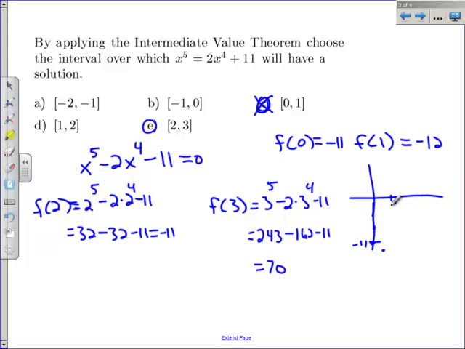That tells us that at 2, the graph is down here at a negative 11, and at 3, the graph is way up here at 70. So what does that mean? Here, keep in mind, here is the x-axis where y is 0. That means that there must be an x-coordinate between 2 and 3 where I cross the x-axis, making this equal to 0. There's no way to connect these two dots without somehow crossing the x-axis. That means that my root is somewhere between 2 and 3.